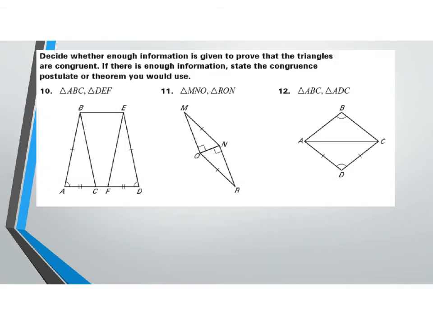So again, let's use what we know about congruence postulates and theorems that we've used so far, including the side, side, side, to show that these are congruent to each other. So on this one, we're asked to show that ABC and DEF are congruent. Well, AB is congruent to ED. Write this down.